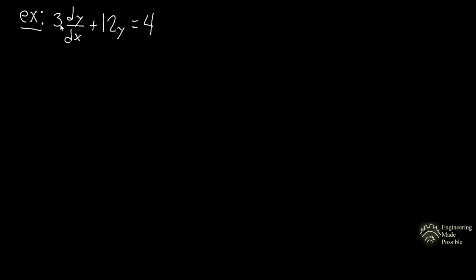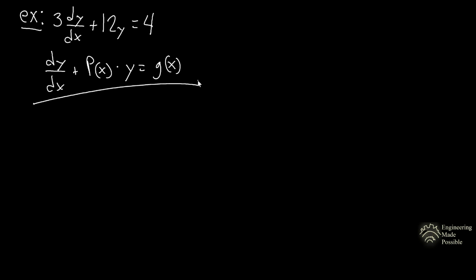So for our first example, we have 3 dy/dx plus 12y is equal to 4. Now there is a standard form to start solving these differential equations, which is of the form dy/dx plus some function p of x times y is equal to g of x. This is your standard form to start utilizing this method. As you can see, in our first example we need to get rid of this 3 coefficient of dy/dx, so all we do is divide both sides by 3.